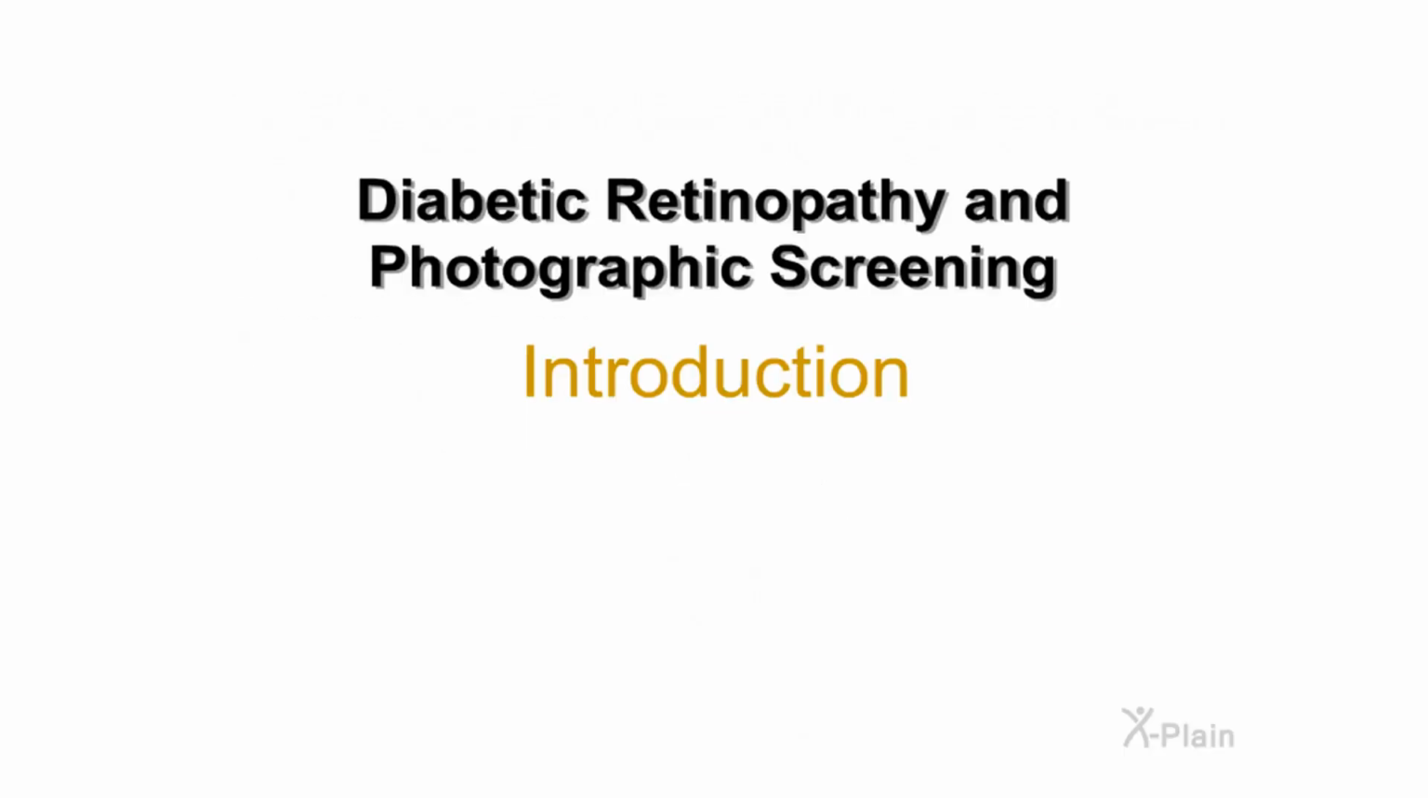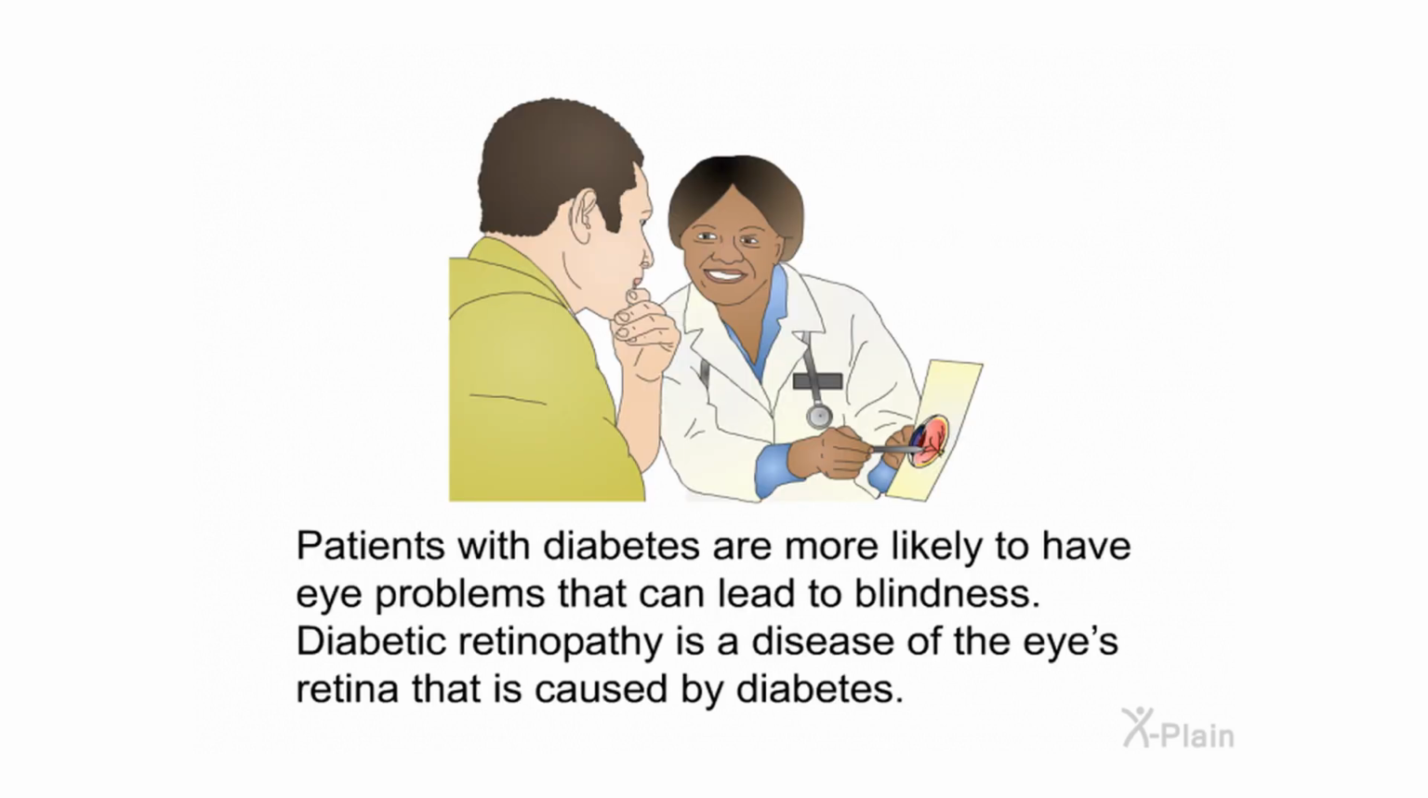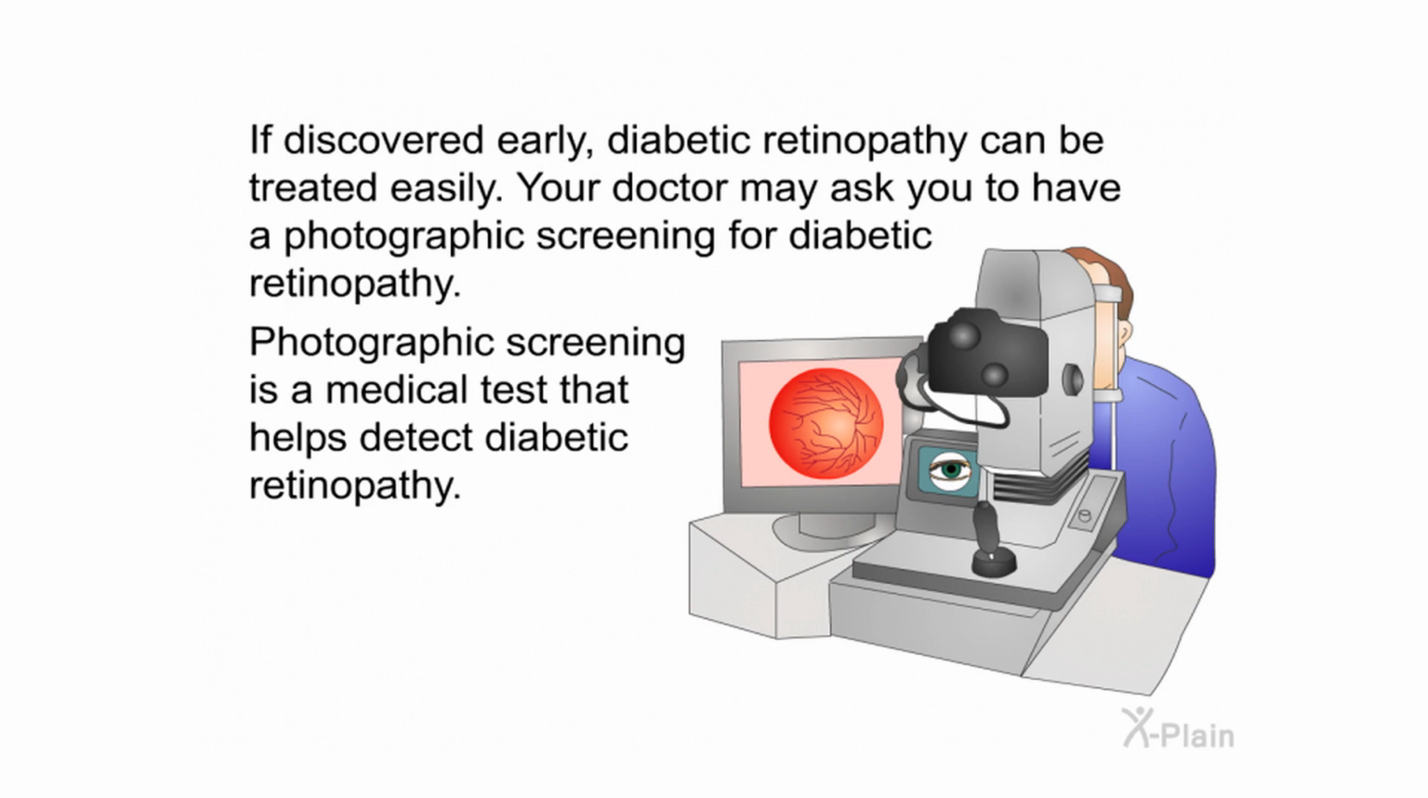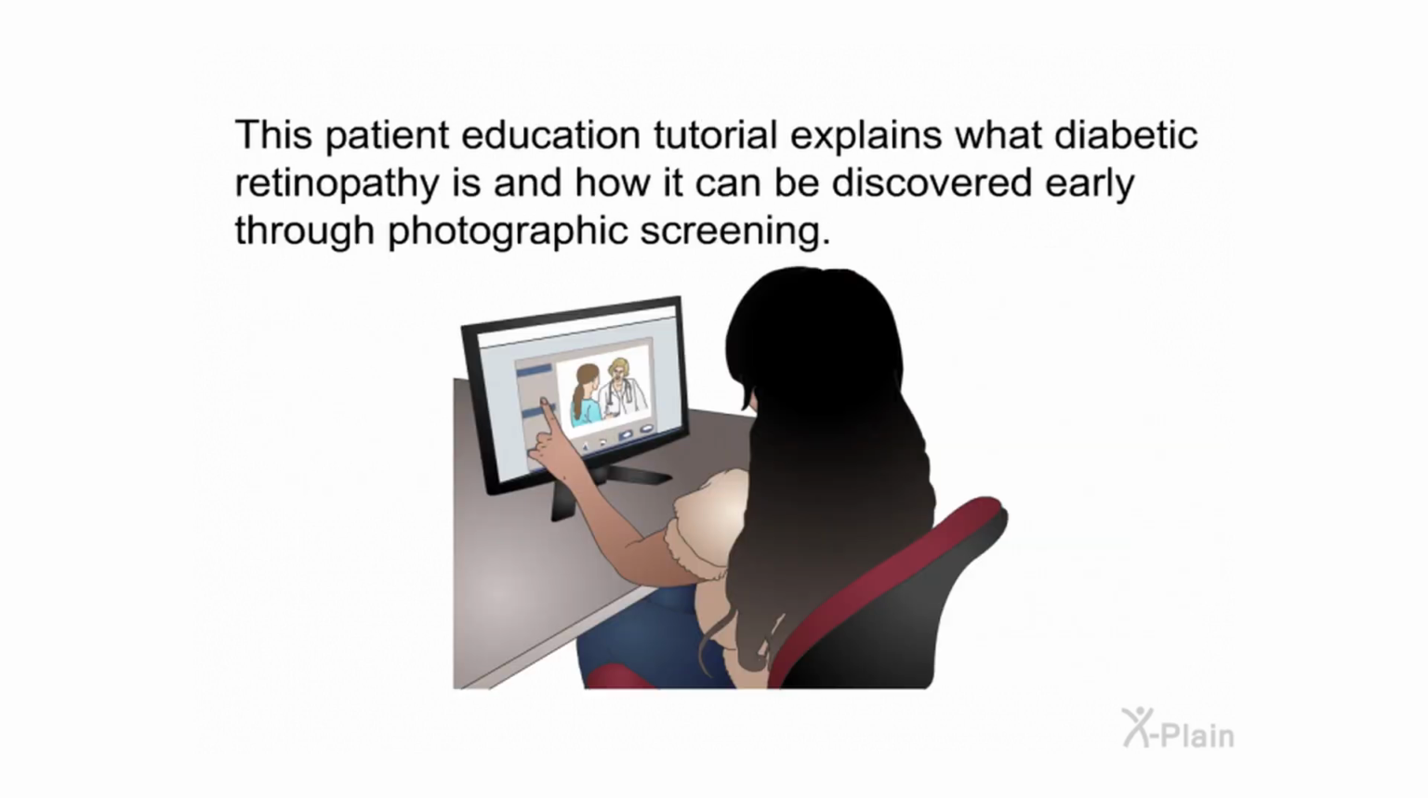Diabetic Retinopathy and Photographic Screening. Introduction. Patients with diabetes are more likely to have eye problems that can lead to blindness. Diabetic retinopathy is a disease of the eye's retina that is caused by diabetes. If discovered early, diabetic retinopathy can be treated easily. Your doctor may ask you to have a photographic screening for diabetic retinopathy. Photographic screening is a medical test that helps detect diabetic retinopathy. This patient education tutorial explains what diabetic retinopathy is and how it can be discovered early through photographic screening.